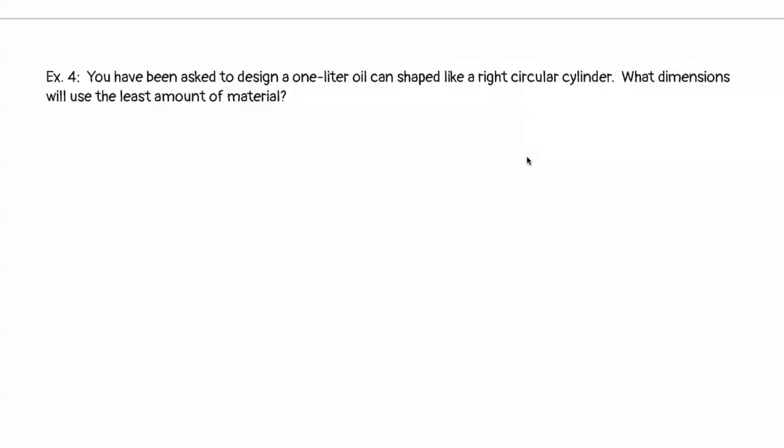All right, so here we go. Example 4. You have been asked to design a 1-liter oil can that is shaped like a right circular cylinder. And so if I were to imagine what might be important here, I have a 1-liter oil can that is shaped like a right circular cylinder. And our question is, what dimensions will use the least amount of material?